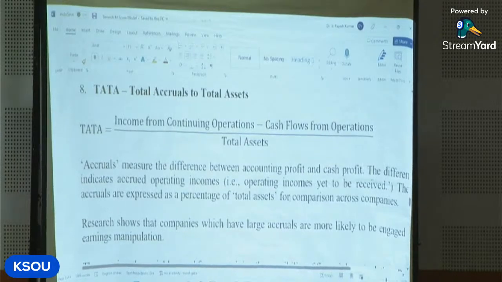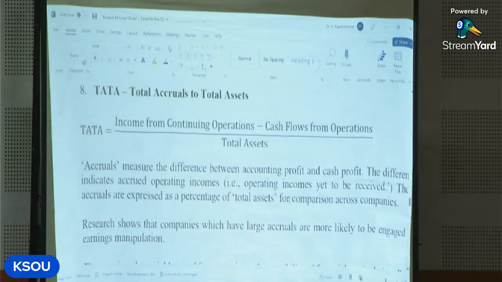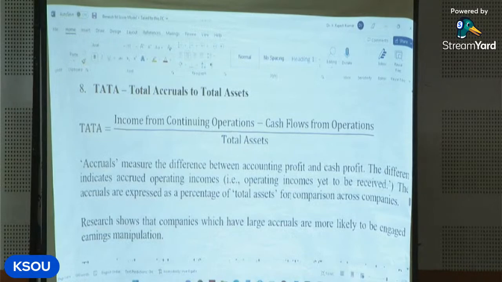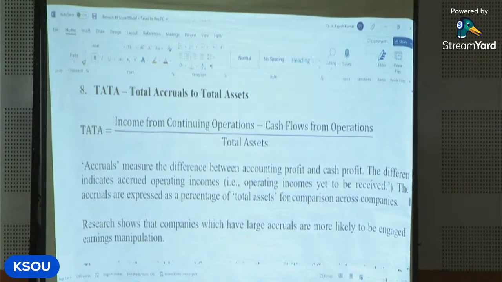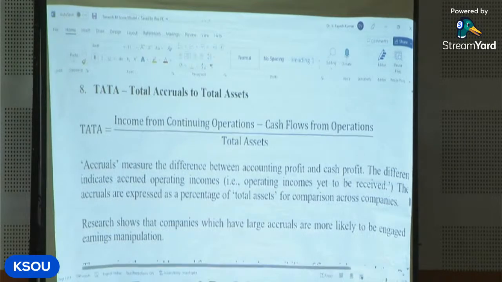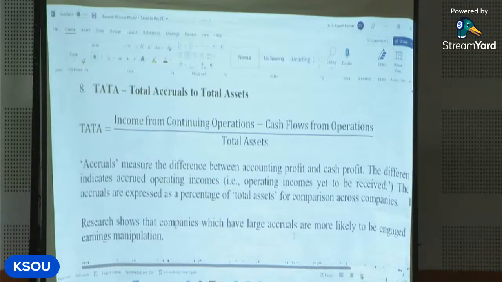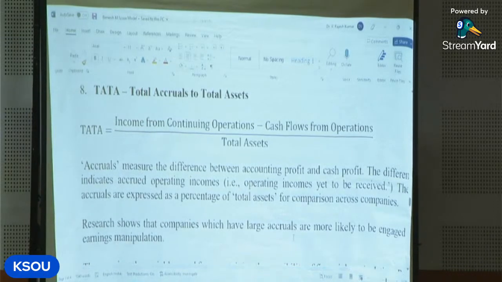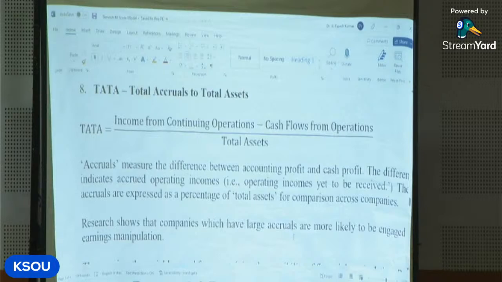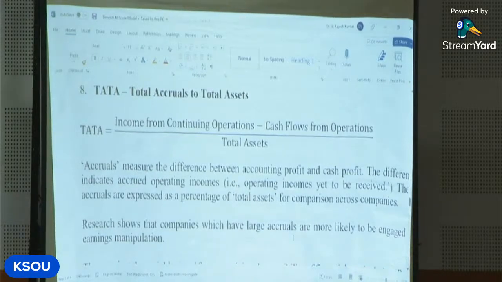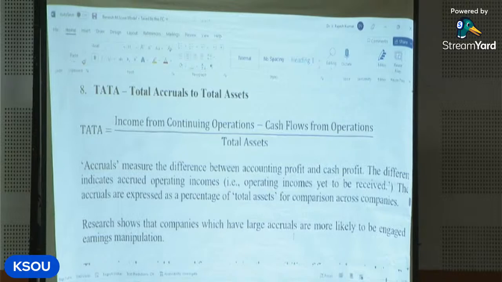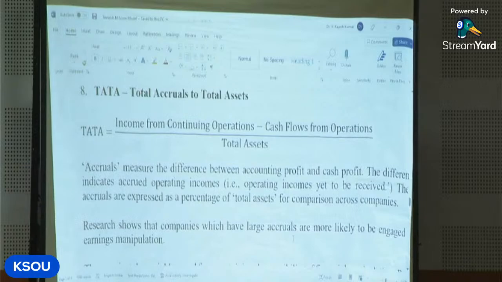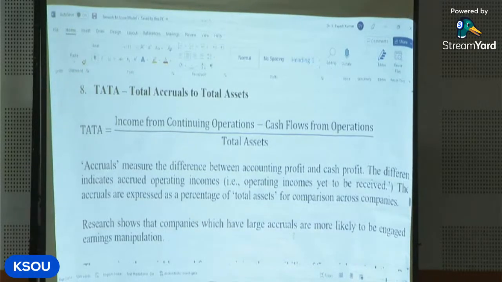Lastly, income from continuing operations. So in financial statements, we say income from continuing operations, discontinued operations. But take what is continuing minus cash flow from operations, which you get in the cash flow statement, divided by total assets. Bigger the number indicates more divergence. Income from continuing operations is accounting profit. Cash flow from operations is cash. If the difference is big, it means what is shown and what we actually have is different. And bigger the number indicates there is a big divergence, area of concern.